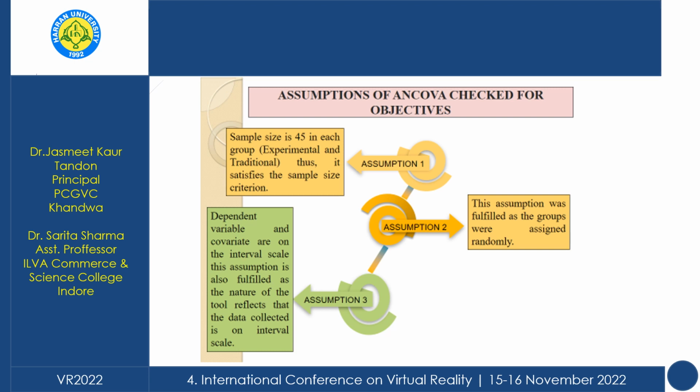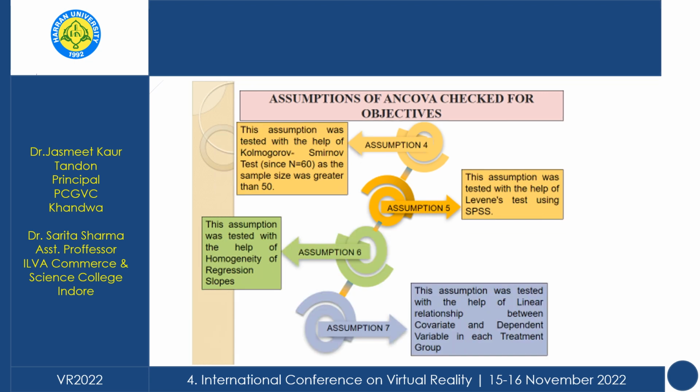These are the assumptions of ANCOVA that were checked for the objective. Assumption 1: sample size is 45 in each group, thus it satisfies the sample size criteria. Assumption 2 was also fulfilled as the groups were assigned randomly. The third assumption was fulfilled as the dependent variable and covariates were on the interval scale. This assumption is also fulfilled as the nature of the tool reflects the data scale.